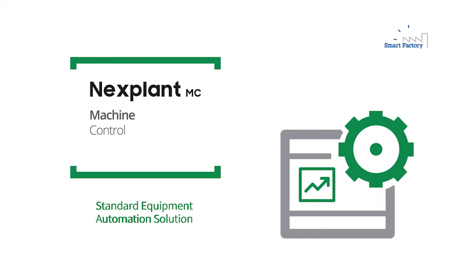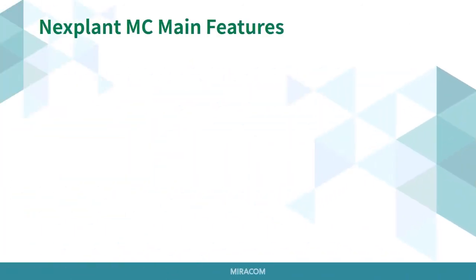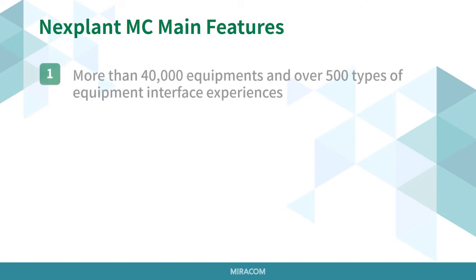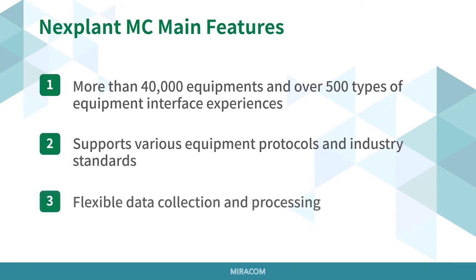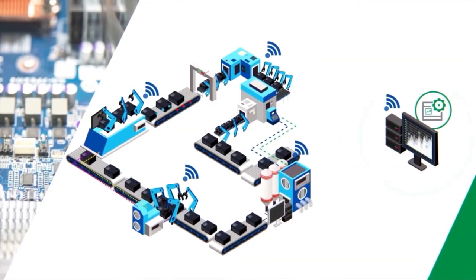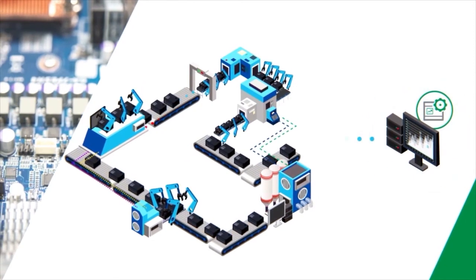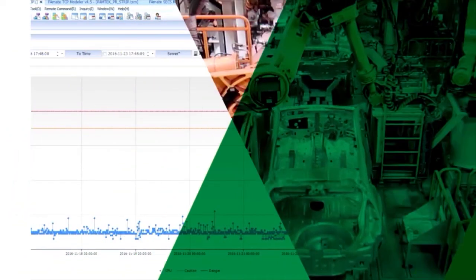NextPlant MC is an equipment automation software that handles two-way communication through an interface between equipment and an operating system like MES. As a solution, NextPlant MC has interfaced over 40,000 equipments and over 500 types. It supports standard protocols such as OPC, SECS, and TCP tool so that it can be connected with various equipment, which can reduce cost by minimizing equipment modification and replacement. It is possible to maximize equipment operability by operating existing equipment and interfacing them with new machines.